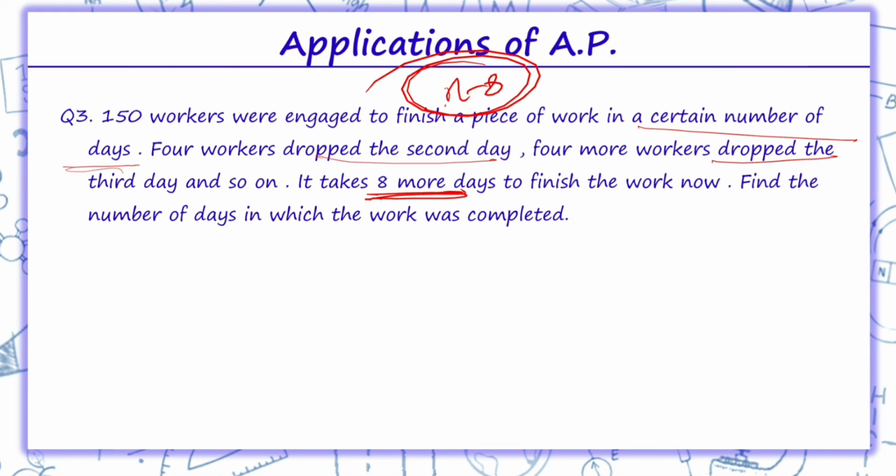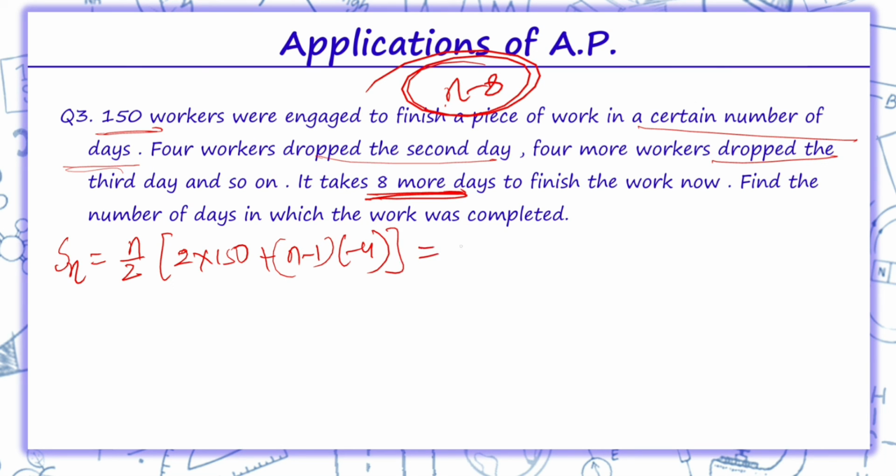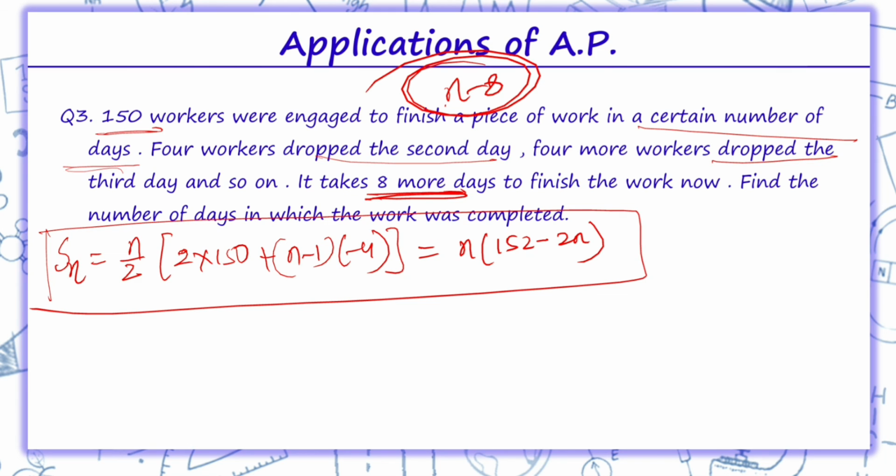So 4 workers dropped from the second day, except on the first day. So that is forming an AP. Over here Sn is equal to n by 2, 2a. 150 workers were present on the first day. 2 into 150 plus n minus 1 into minus 4, because 4 workers are dropping. So we will get n into 152 minus 2n. This is according to the AP which is formed.